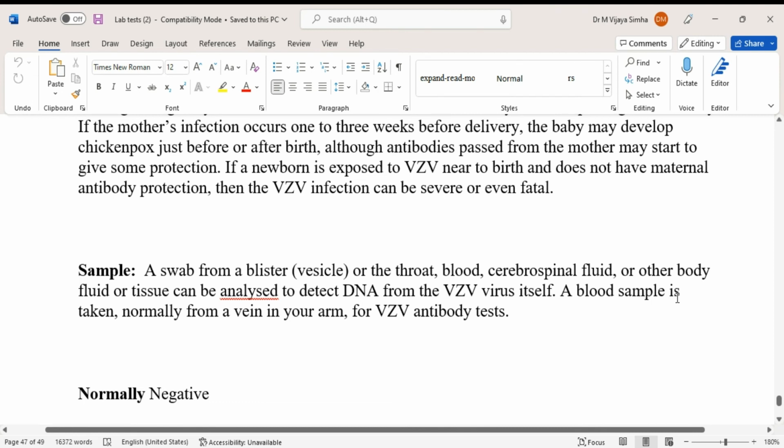Sample: a swab from the blister or the throat, blood, cerebrospinal fluid, or other body fluid. Tissue can be analyzed to detect DNA from the Varicella Zoster virus itself. Sometimes a blood sample is taken, normally from a vein in the arm, for a Varicella Zoster virus antibody test. Normally it should be negative. That is about VZV.